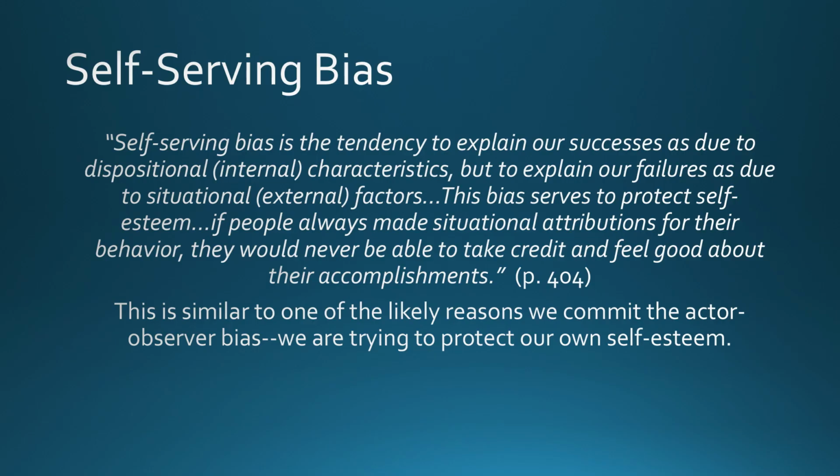The self-serving bias is the tendency to explain our successes as due to internal characteristics, but to explain our failures as due to external factors. This bias serves to protect self-esteem. You'll notice this is very similar to what we just discussed. We're trying to protect our own self-esteem by attributing our failures to external situations. If people always made situational attributions for their behavior, they would never be able to take credit and feel good about their accomplishments. This is similar, as I mentioned, to one of the likely reasons we commit the actor-observer bias, the previous one that we discussed. We're trying to protect our own self-esteem. We want to be able to attribute our successes to ourselves, to internal factors.